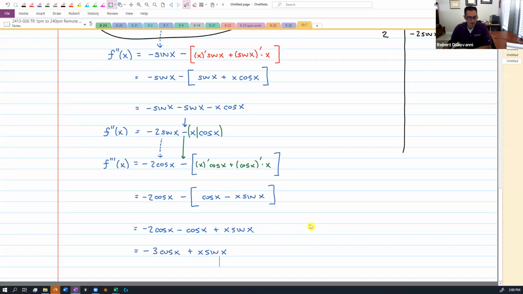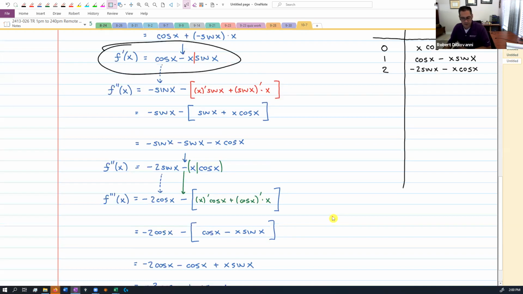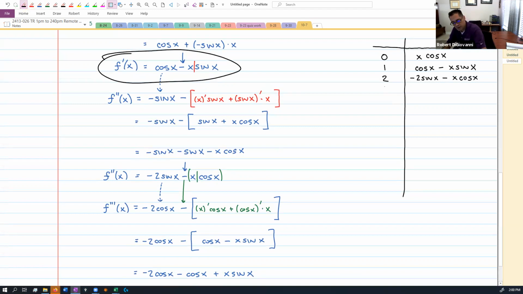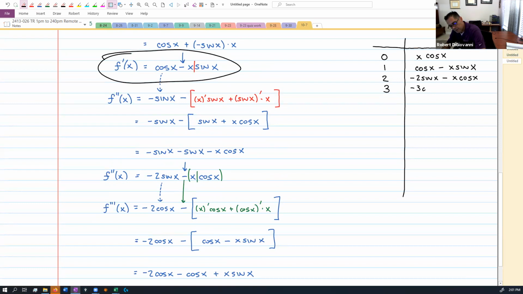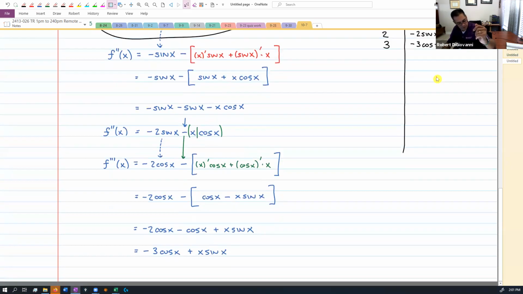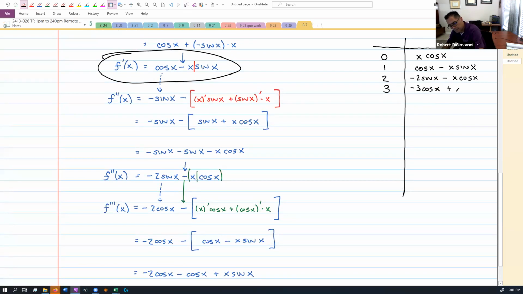It's our third derivative. This is a good problem just because it forces you to repeatedly do product rule and keep track of signs, and it's just a good exercise, which is why I'm showing it to you. All right, so now the third derivative is -3 cosine x plus x sine x.